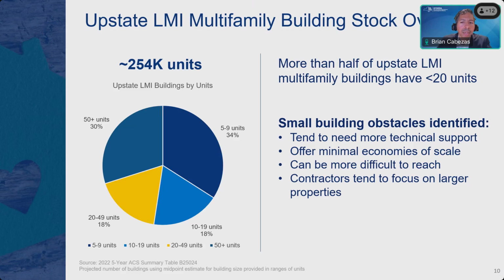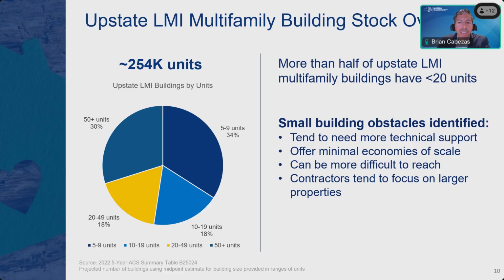And when we met with our stakeholders and teased out that data point a little bit further, we learned that small buildings have historically faced challenges participating in energy efficiency and use incentive programs, and we've seen that historically in program participation. So some of the obstacles that were identified in those stakeholder discussions were that smaller buildings tended to need more technical support in terms of energy audits, hand-holding from application through project closeout. They don't have the same opportunities for economies of scale as their larger counterparts.